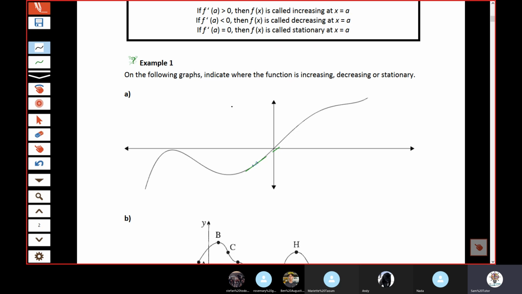So here, on the following graph, indicate where the function is increasing, decreasing, stationary. Let's start on the left. It's increasing. Then homework, one for each one, please. Increasing, that's 0. Decreasing. And then increasing, increasing, actually, all the way up. Isn't it?